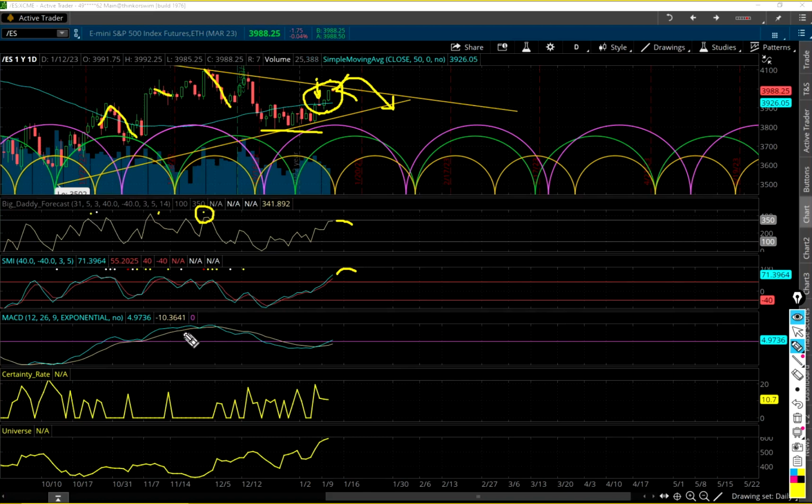All right, so that's it. That's just an example. There's a lot of variations that could play out here, but this is just one example of how I use the certainty rate to know how to place a trade coming out of all that nasty chop that lasted 2 weeks.